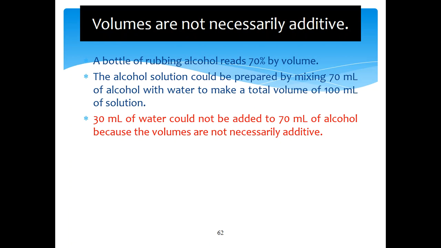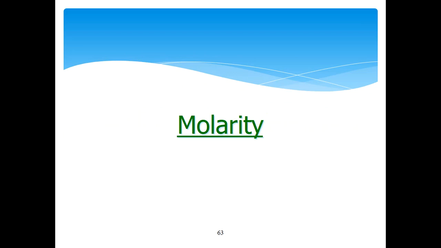You'll find that when you actually measure the final volume of the mixture, it is actually either greater or less than 100 mL. In fact, in the case of isopropyl alcohol mixed with water, the final volume would be less than the sum of the volumes of the two liquids mixed together.